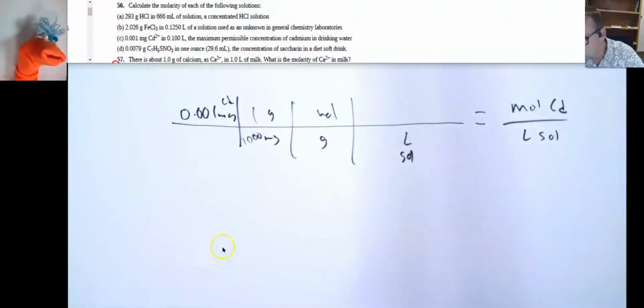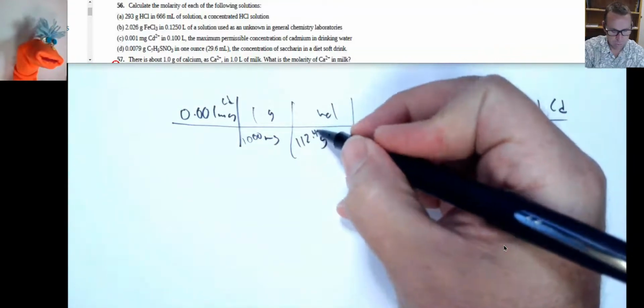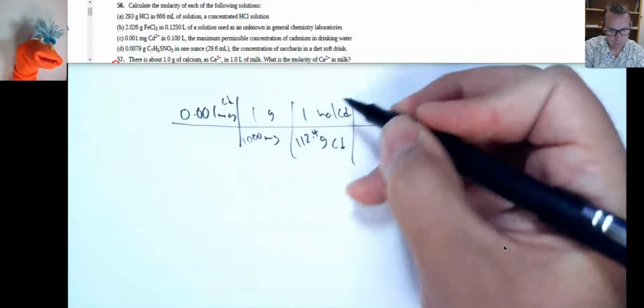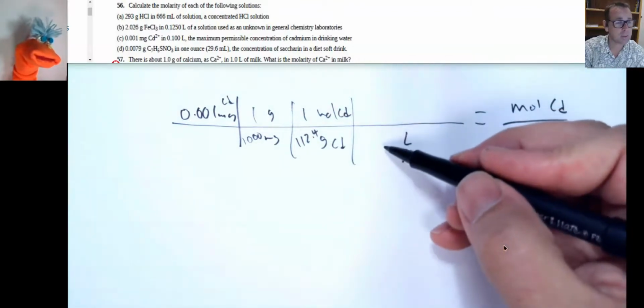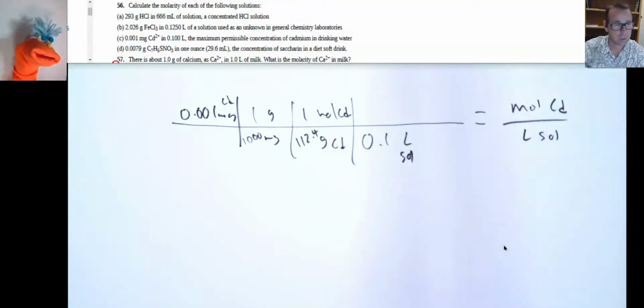Cadmium ion. Look at cadmium there. Where is it at? I see it. 112.4. 112.4 grams? Yeah, for every mole. All right. And then how many liters of solution? 0.1. How many significant figures? Just one. Oh, we only got one significant figure there.